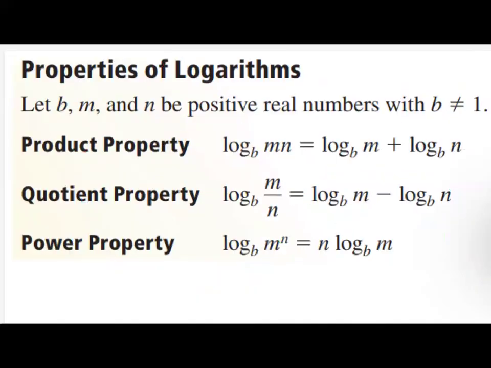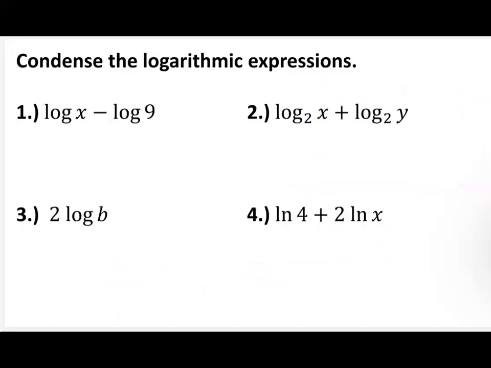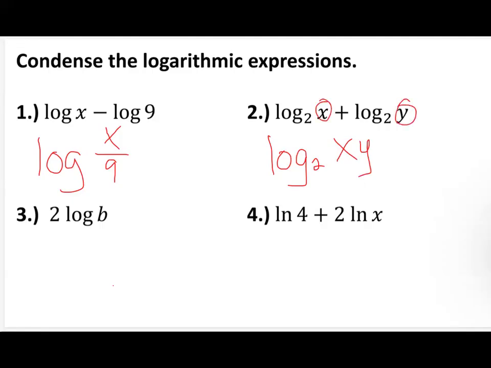Okay, so we're going to go ahead and see what we can do to use those properties. Pause it and give it a shot after you think you know what's going on here. So we're going to start with number 1, log of x minus log of 9. Well, that would be the quotient property. So if we're going to condense that, it's just going to be log of x divided by 9. If we're going to condense this other one, they're being added. So that means we just multiply those answers together. So log base 2 of x, y.